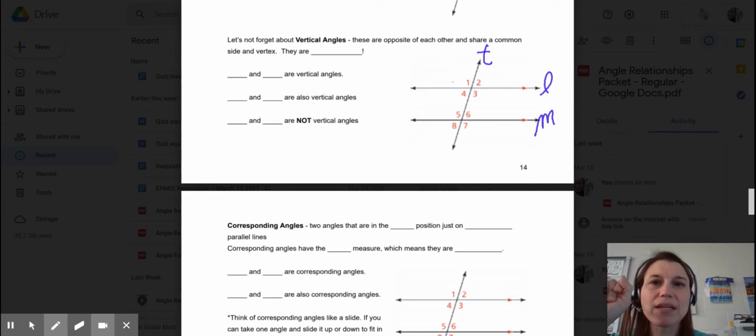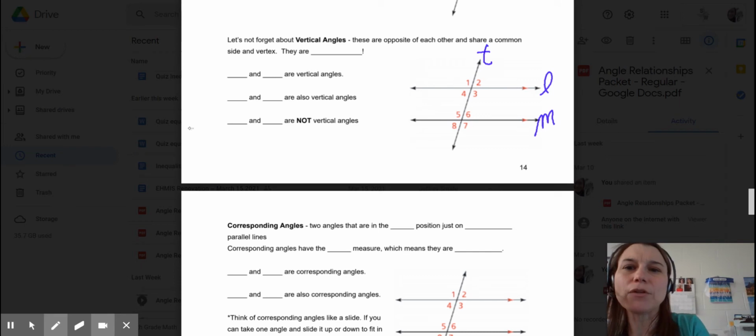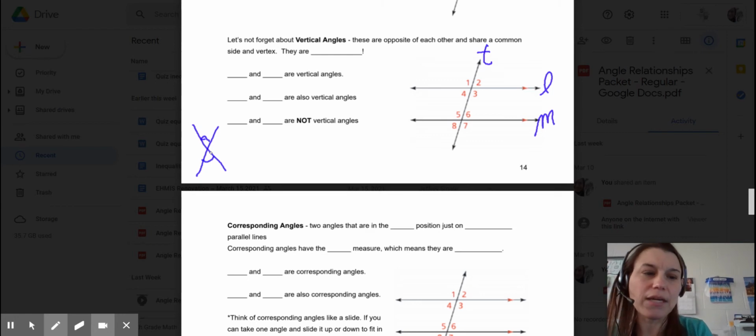Okay, good. Now, we already talked about vertical angles. Vertical angles make a V. So, we usually draw it like this. And you say, well, this angle and this angle are vertical, and they share a vertex. They're vertical, and so they are congruent.